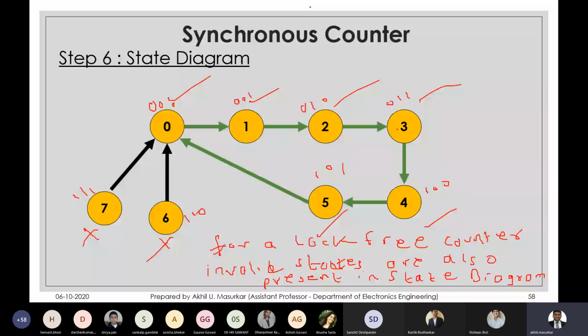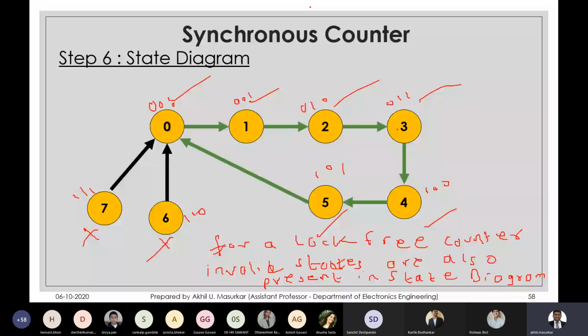Many times in the exam, they may give you a state diagram and tell you to design a counter that should count in this fashion. Immediately by looking at it, you should recognize that there are 8 states, 0 to 7. Which states are invalid? 7 and 6. Are the next states defined for the invalid states? Yes. So by looking at this state diagram, you can say that this is a diagram of a lock-free counter.